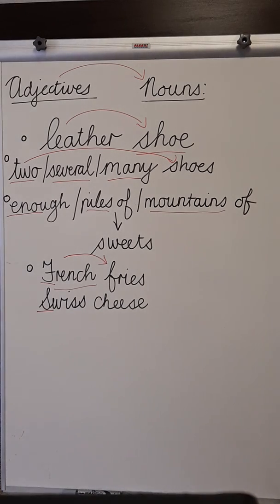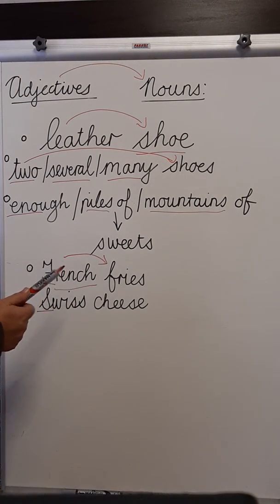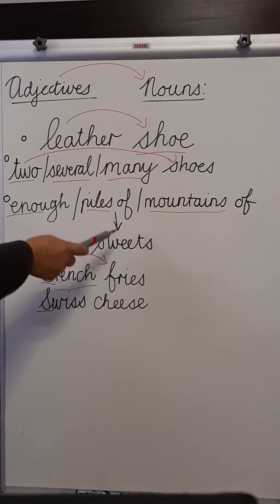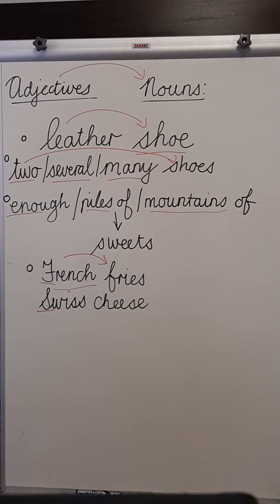It gets a bit confusing because the second one after this is called an adjective of quantity. An adjective of quantity means that we don't actually know how many there are. We can say there are enough sweets, there are piles of sweets, or mountains of sweets. Usually this is when it's uncountable. You use an adjective of quantity to describe it. So that's the third one.